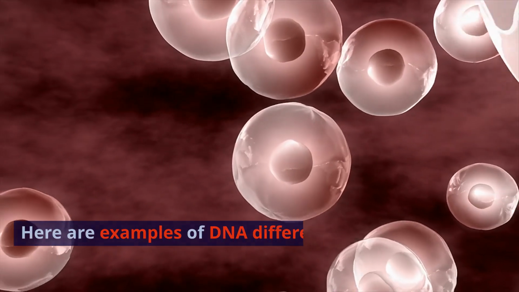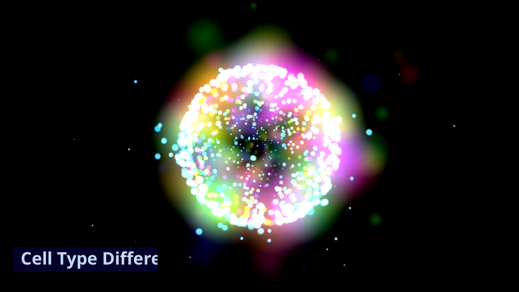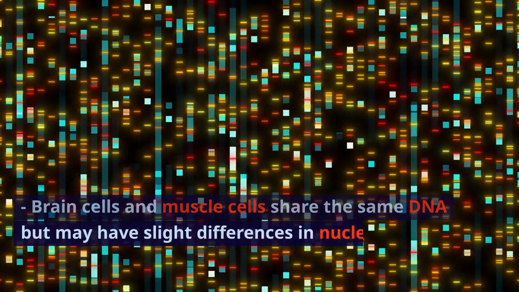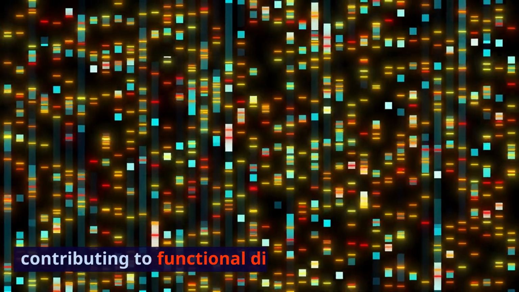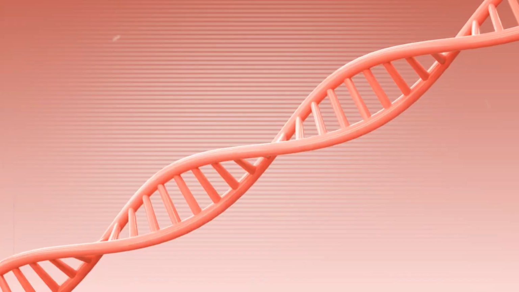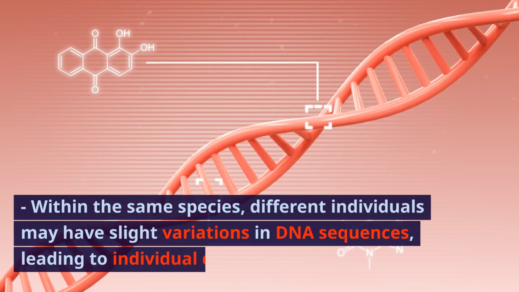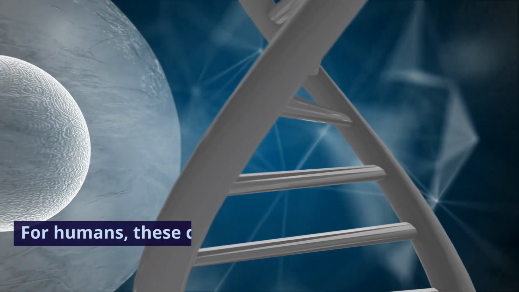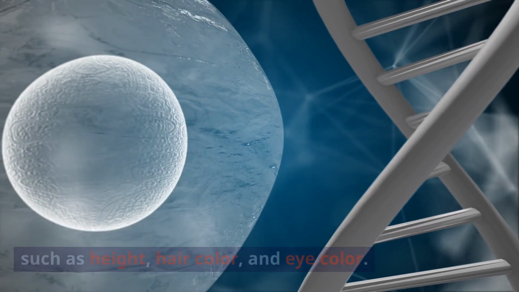Here are examples of DNA differences in different cells. 1. Cell type differences. Brain cells and muscle cells share the same DNA but may have slight differences in nucleotide sequences, contributing to functional distinctions. 2. Individual differences. Within the same species, different individuals may have slight variations in DNA sequences, leading to individual differences. For humans, these differences can affect traits such as height, hair color, and eye color.